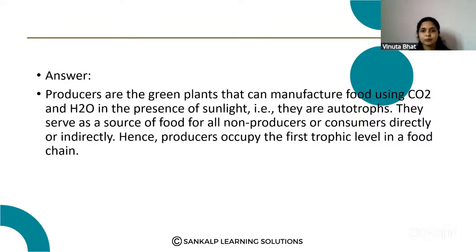Producers are the green plants that can manufacture food using carbon dioxide and water in the presence of sunlight. They are autotrophs. They serve as a source of food for all non-producers, or the consumers, directly or indirectly. Hence, producers occupy the first trophic level in a food chain. That is the answer. Please note down the question.